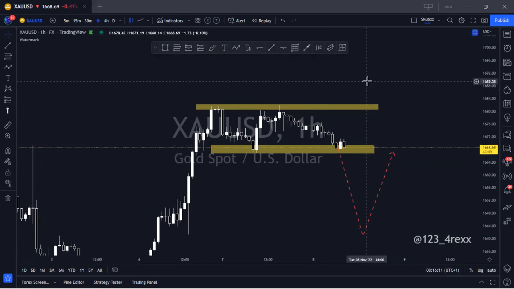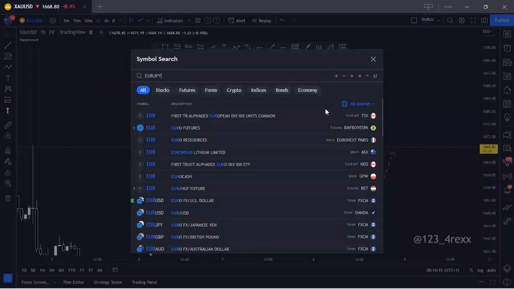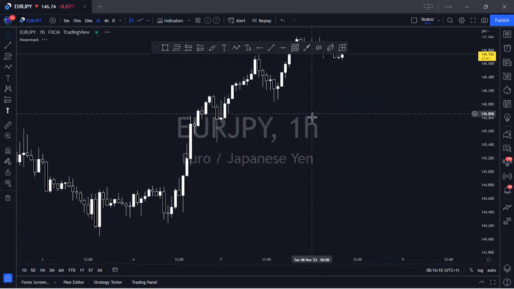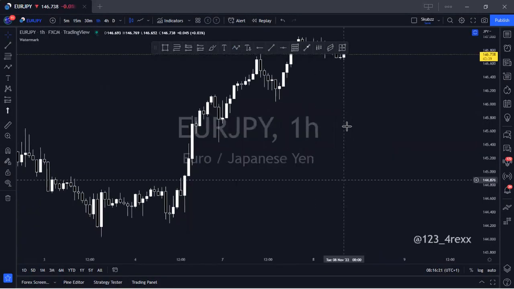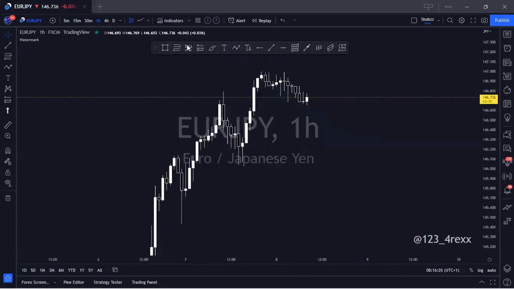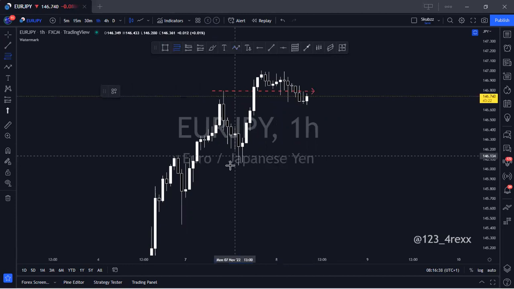That's Euro JPY, yeah? Euro JPY. It's almost the same thing with them GBPs. Yeah, but then the Euro JPY broke structure. Yep, it actually broke structure. So now we have a higher high. A higher high has been created. Price is actually retracing to create what? A higher low.